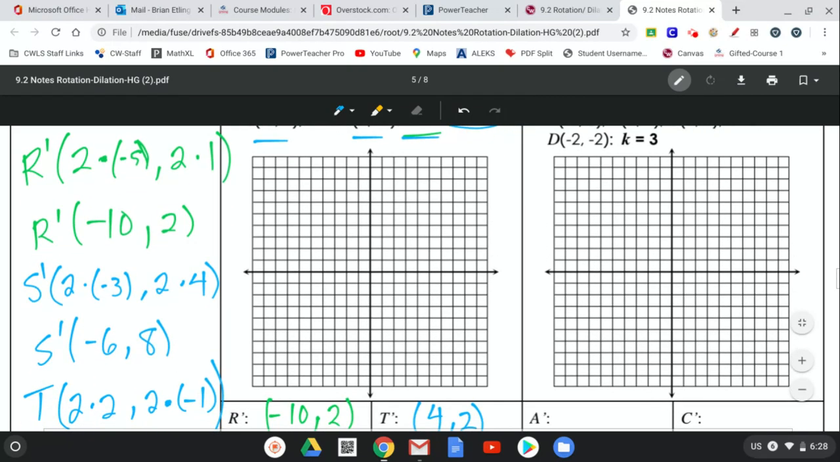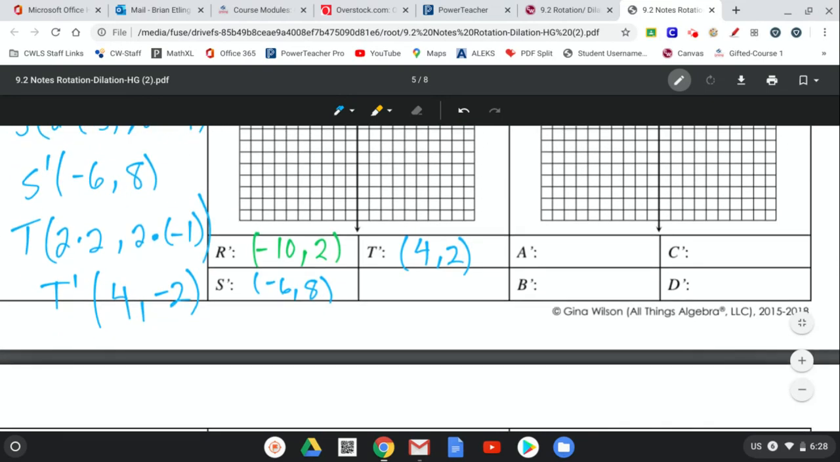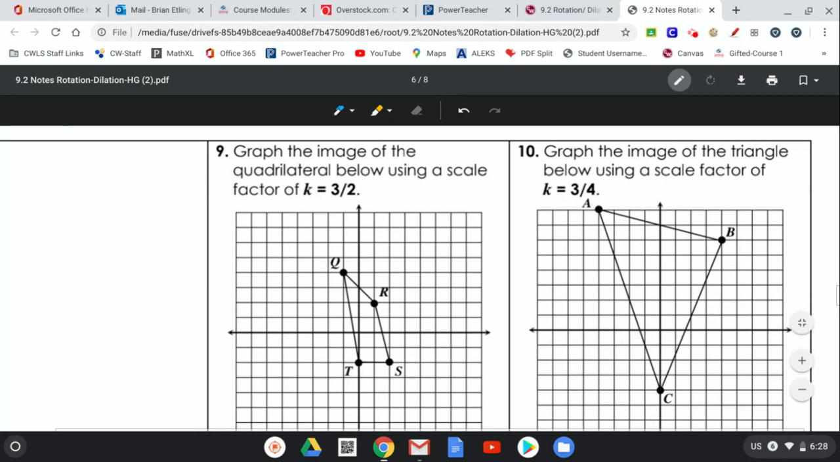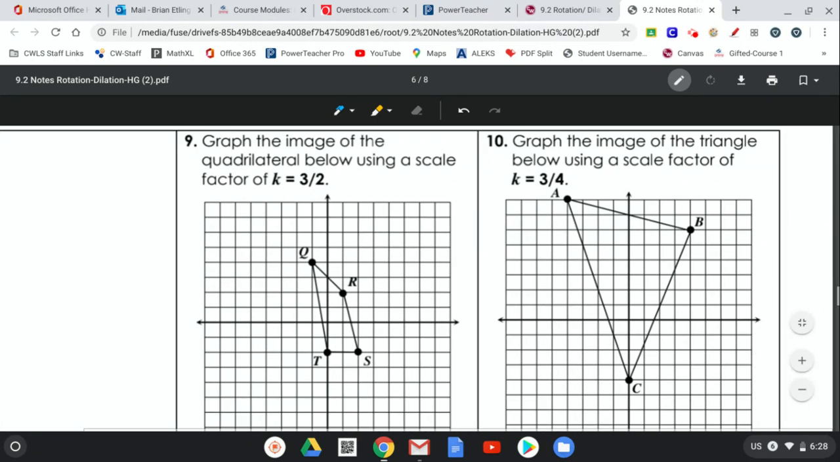Okay, so guys, try number 2 on your own. Check the answers on the notes key on Canvas. So what I want to do is look at the next one, let's do something with 3/2, or 3/4, even better.